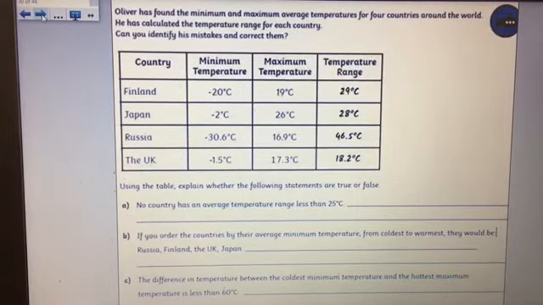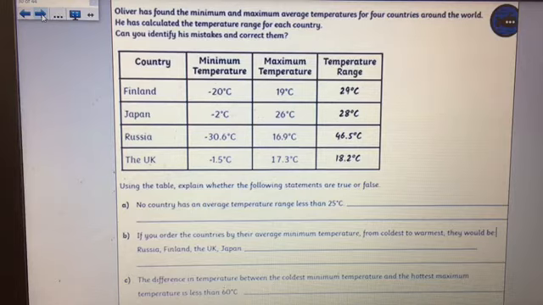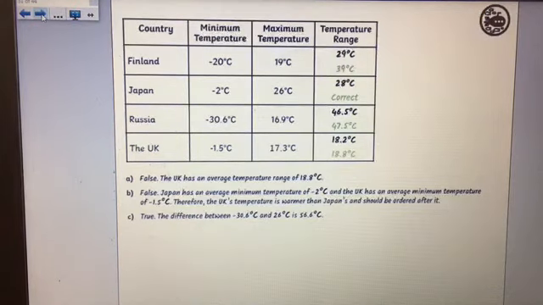Okay, so here's your next lot of questions. Just so you know, the temperature range means the difference between the lowest temperature and the highest, the difference between the minimum and the maximum. So press pause to do this one on your own. And here's the answers.